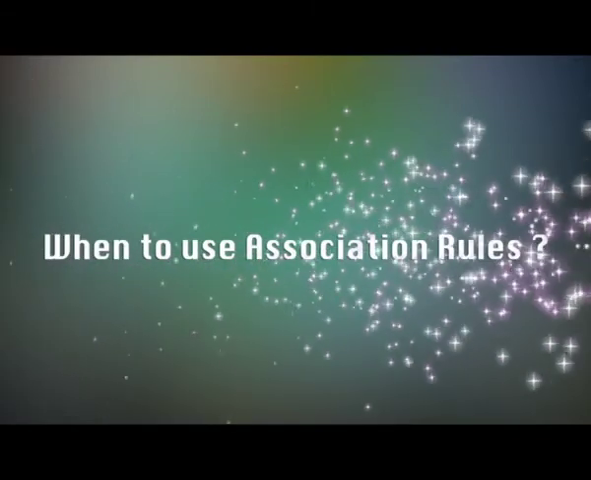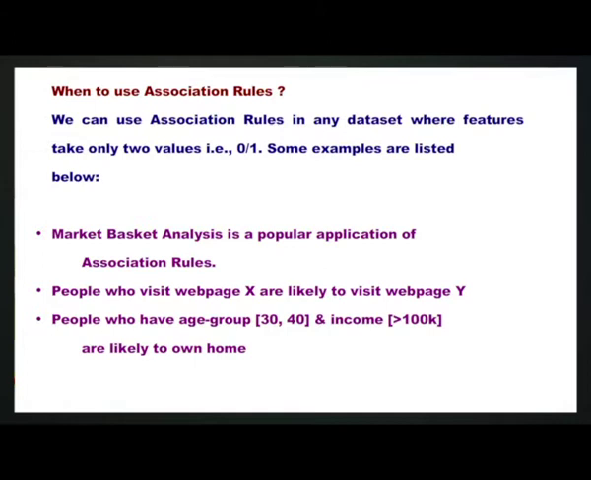When to use association rules? We can use association rules in any kind of data set where features take any of two values, that is either 0 or 1. Some examples of association rule mining are market basket analysis, which is a very popular application of association rules. People who visit web page X are likely to visit web page Y is another example. People who are in the age group between 30 and 40 and have income more than 1000 rupees are likely to own a home.